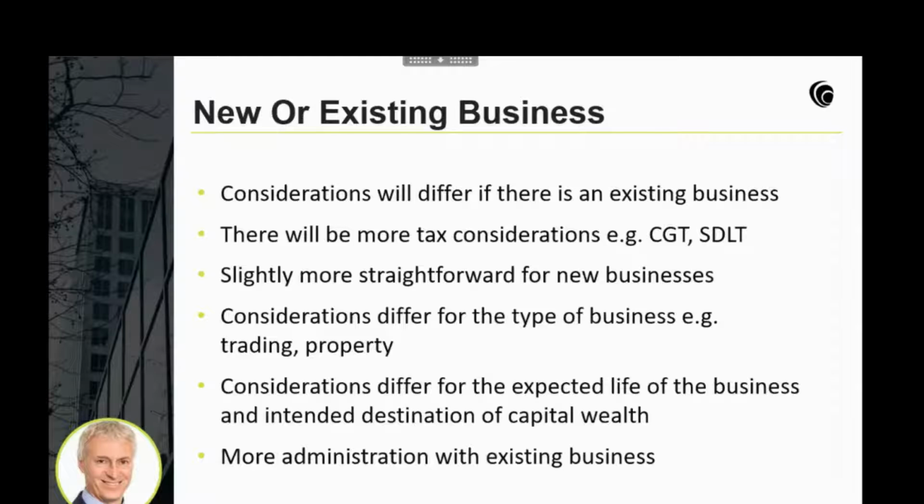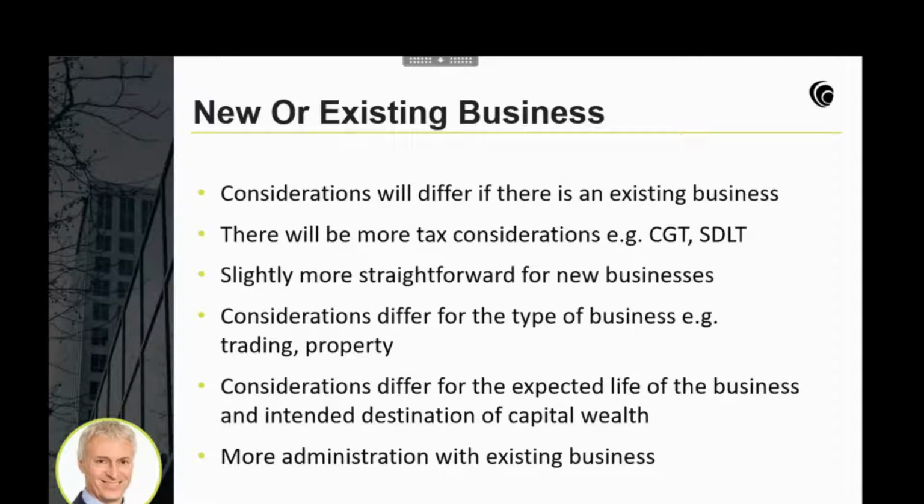Another area that makes a difference as to what sort of business you might choose is whether you are a new or an existing business, and also the type of business that you are. The considerations will be different depending on what it is. So you need to think about, if you have an existing business, for instance, and you're looking to incorporate it, you can't just become a company. Well, that's not strictly true. You can just become a company, but there are consequences of doing that. And we'll talk a bit more about that later.